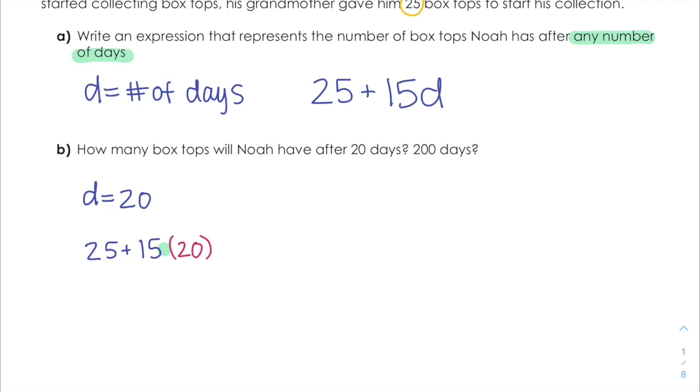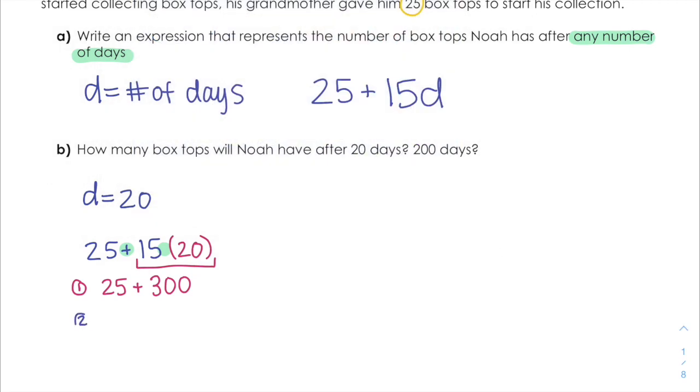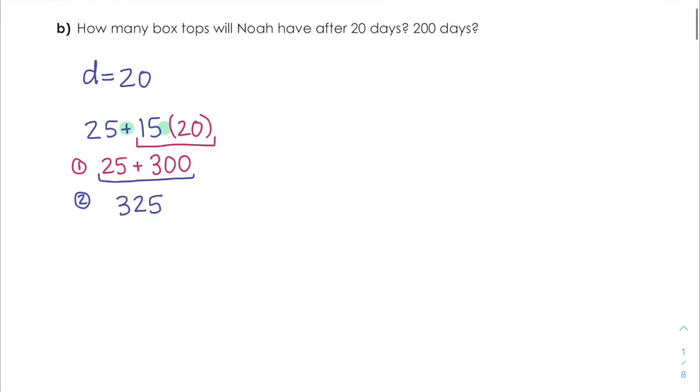Well, 15 times 2 is 30. But I'm not multiplying by 2, I'm multiplying by 20, so I'm going to add a second 0. Then that's the one change I make, and I bring everything else down. I do have 2 total operations in this expression, so I should have 2 lines of work. Line 2, all I have to do is add up the 300 and the 25, and that gives us 325.